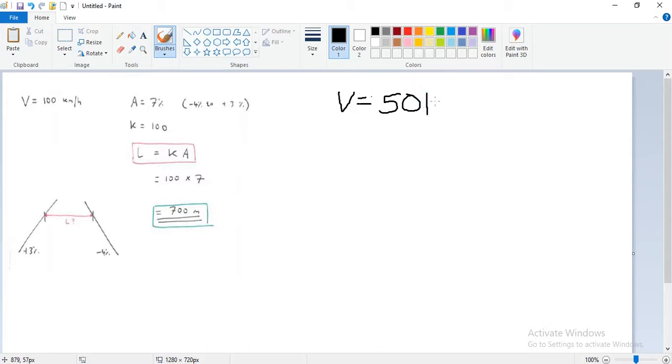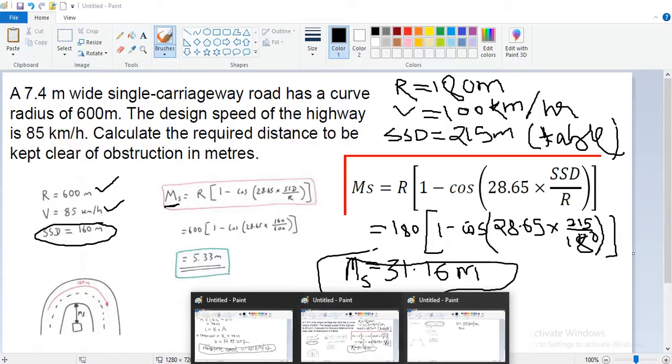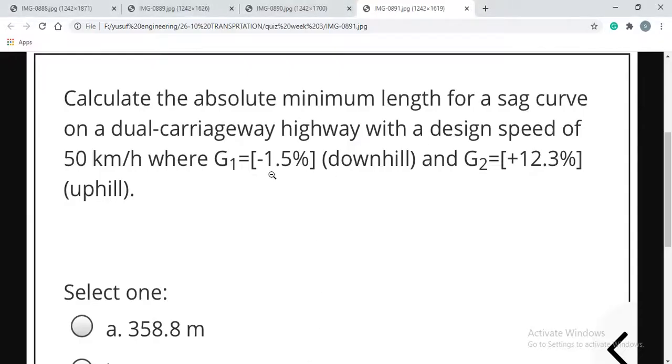It is 50 km/h. Okay, then we need to find this value of A. It is the addition of both the percentages. So the A will be, in our question, 1.5 and 12.3.